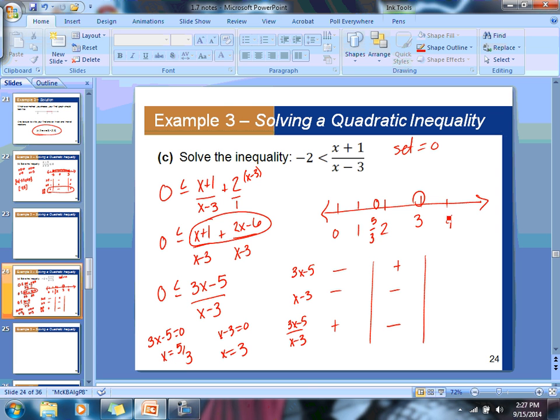And my last column here, let's just pick the value of 4. 3 times 4 is 12, minus 5, that's going to get me a positive value. 4 minus 3, that's positive. Positive divided by a positive, that's still a positive.